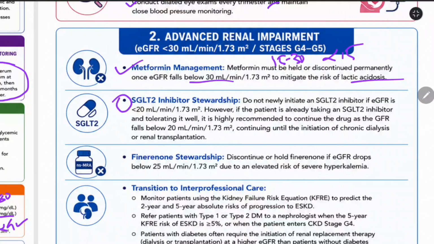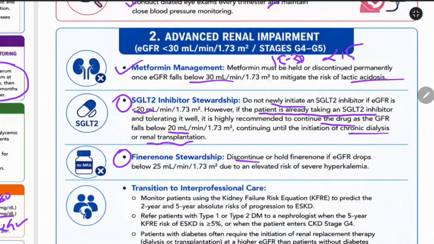Now what about SGLT2 inhibitors? Do not newly initiate an SGLT2 inhibitor if eGFR is less than 20. However, if the patient is already taking an SGLT2 inhibitor and tolerating it well, it is highly recommended to continue the drug as the eGFR falls below 20, continuing until the initiation of chronic dialysis or renal transplantation. Okay, this is a very important point.